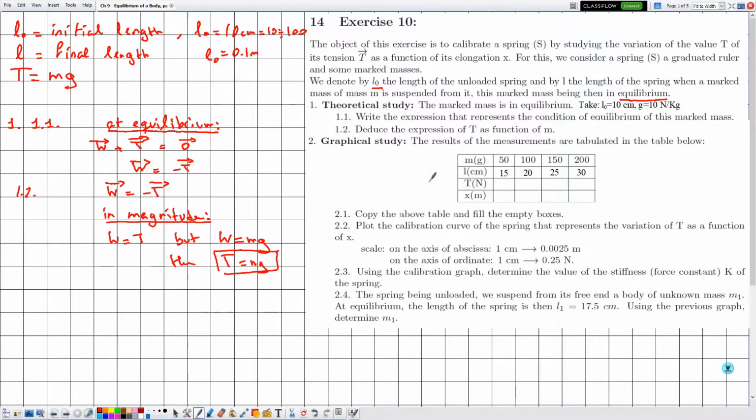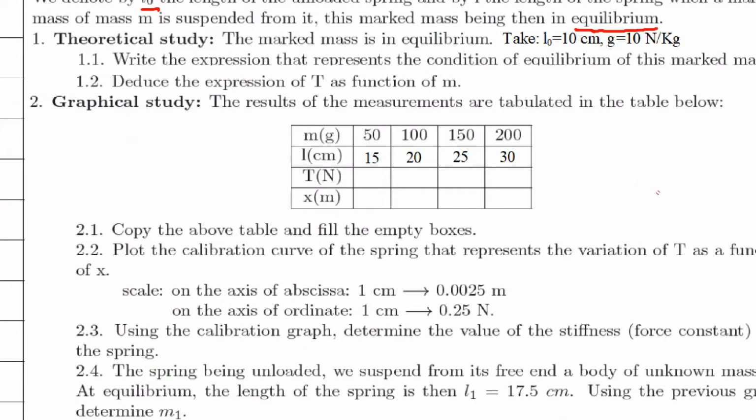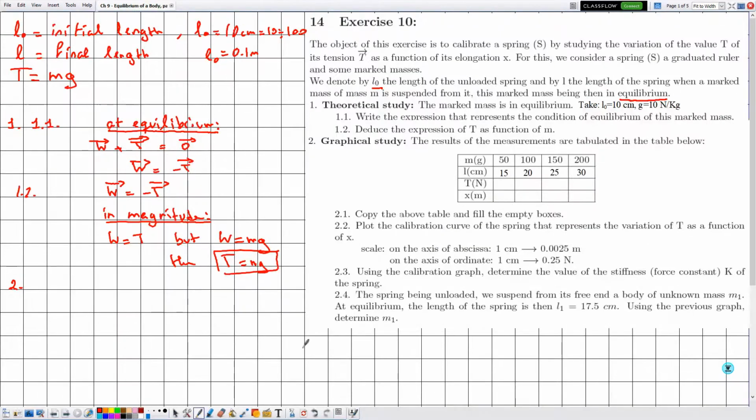Now in number 2 they are telling us a graphical study. The results of the measurements are tabulated in the table below. 2.1: copy the table and fill the empty boxes. The table consists of 4 rows and 5 columns. Let me draw it down.